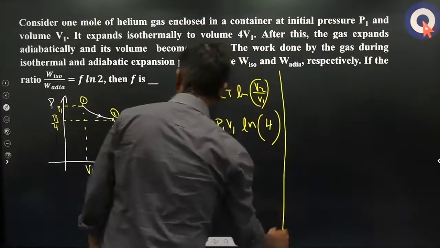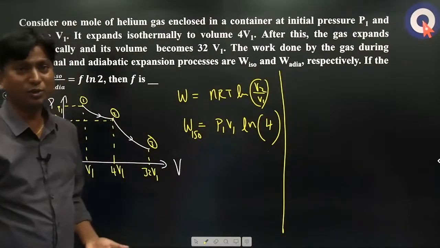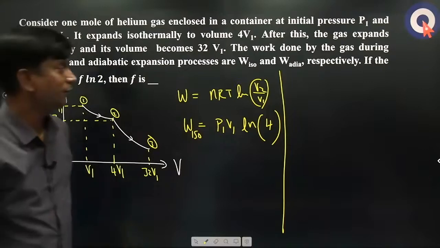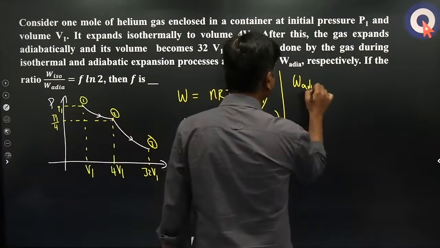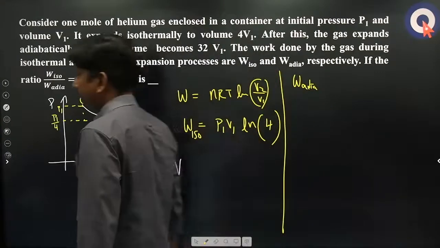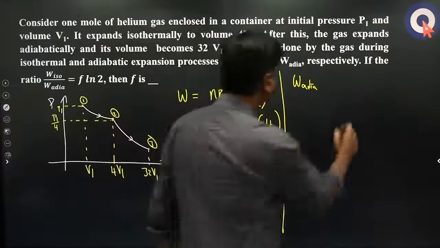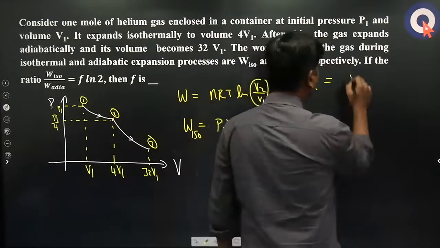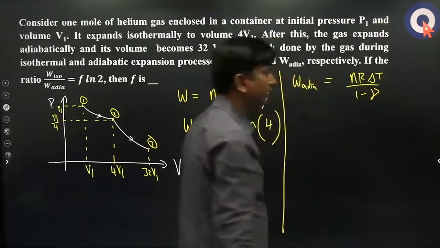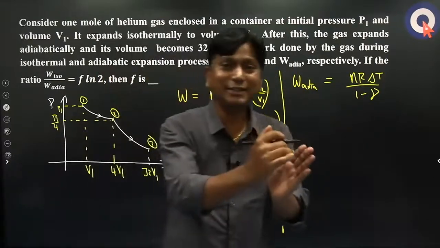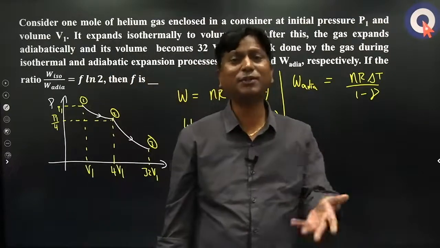Now we talk about adiabatic process. What are the things that we can use in the work done? So for the work done in adiabatic process, whatever the work done, that is actually given by nR delta T by 1 minus gamma. It is simply equal to minus of delta U, and delta U is nCv delta T. So minus of nCv delta T.